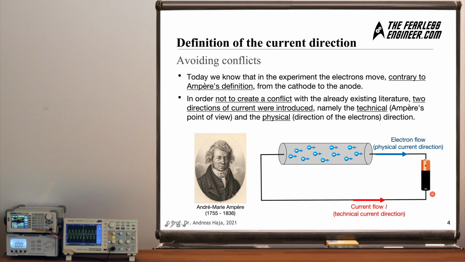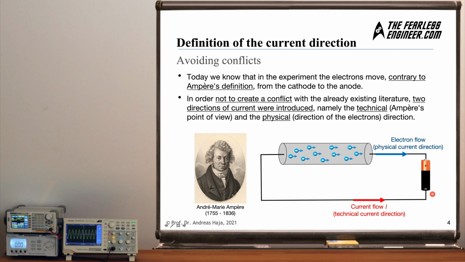And today we know that in this experiment with the Hoffmann water separation apparatus, the electrons are moving, not the protons. The negative charges are moving, not the positive charges, which is totally contrary to Ampère's definition, which stated that the charges were moving from anode to cathode, but it's vice versa. Charges are moving from the negative to the positive terminal, which is from the cathode to the anode.